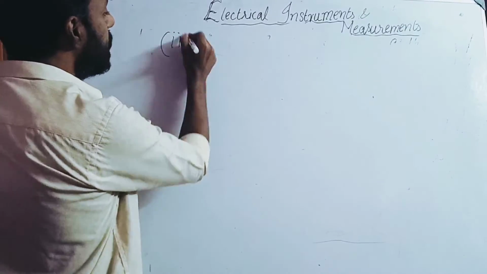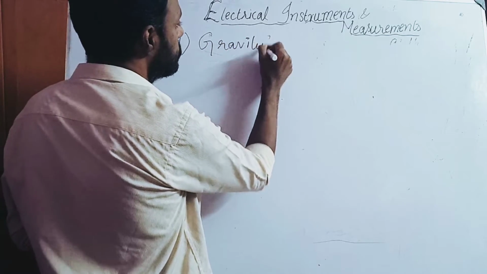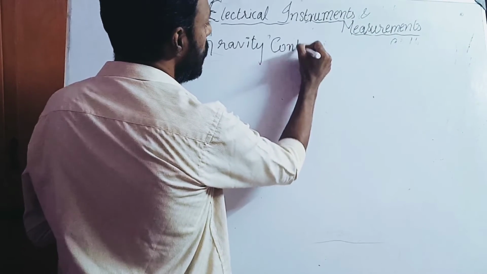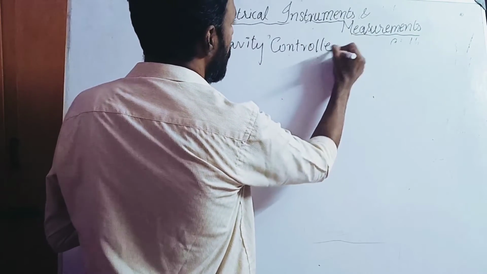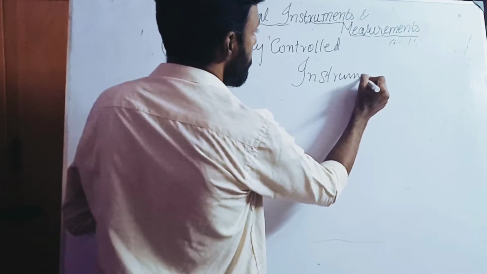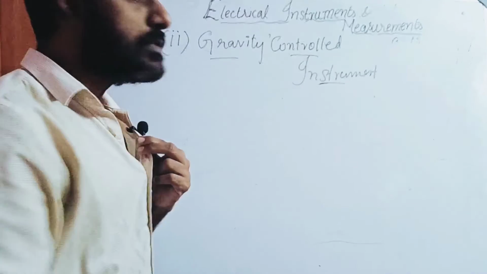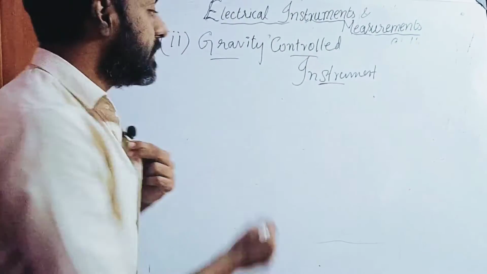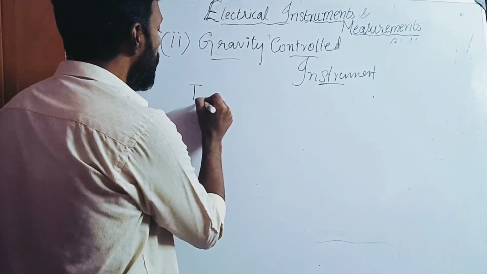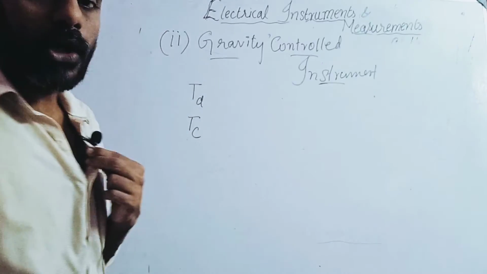So now the second case is for gravity controlled instrument. Okay. For gravity controlled instrument also you have two different torques. That is TD, that is a deflecting torque, and TC. You have TC also, which is called as the controlling torque.